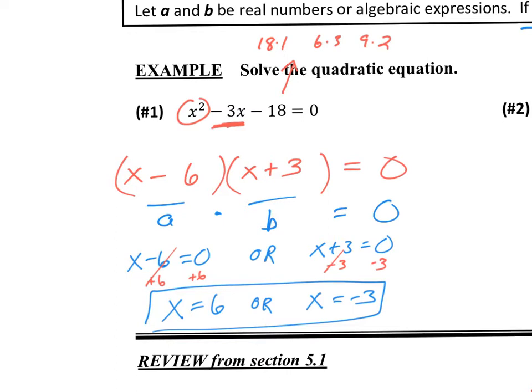Because when you take those numbers and plug them in, 6 minus 6 is 0. If you take negative 3 and plug it in, negative 3 plus 3 is 0. So you're going to get 0 when you plug them in. And if you actually put them in your original equation up here, you would also get 0. As long as you factor correctly and solve correctly, you'll get 0 when you plug it in.